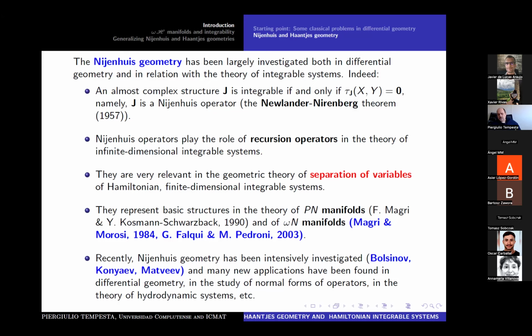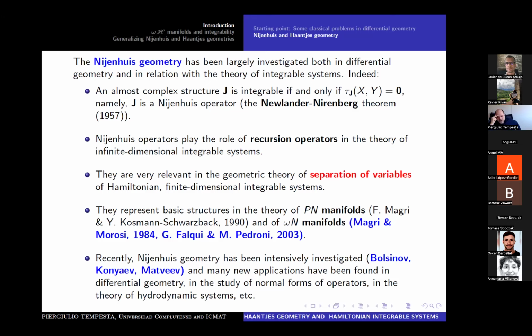First of all, there is a crucial theorem, the Newlander-Nirenberg theorem, which tells us that an almost complex structure J is integrable if and only if its Nijenhuis torsion is 0. So then J should be a Nijenhuis operator. This is absolutely important in complex geometry. Let's say it's a cornerstone of complex geometry.